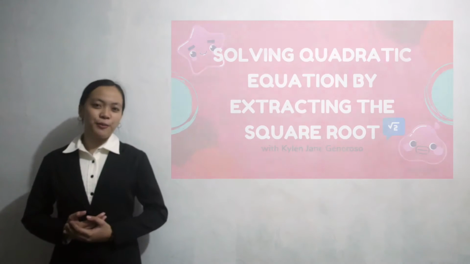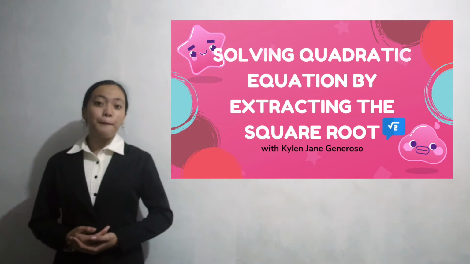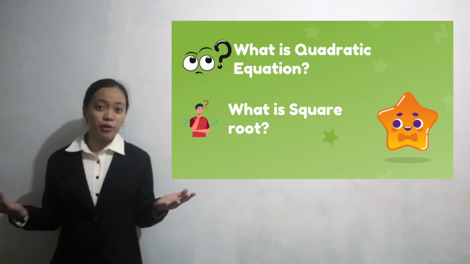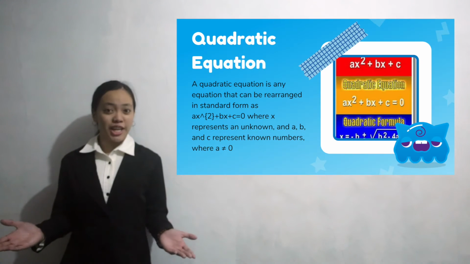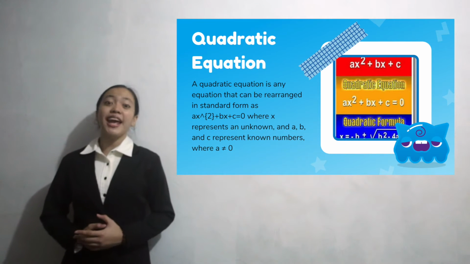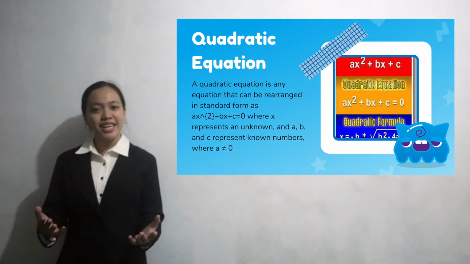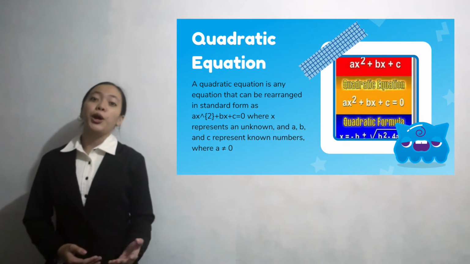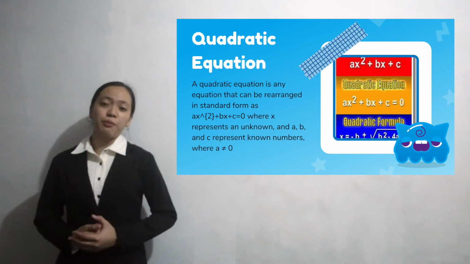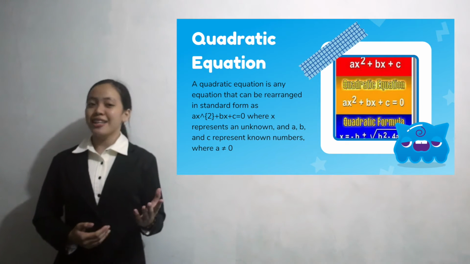Today we are going to talk about solving quadratic equations by extracting the square root. But first, let us define what a quadratic equation is. What is a square root? Basically, a quadratic equation is any equation that can be rearranged in the standard form ax squared plus bx plus c equals 0, where x is unknown and a, b, and c are any real or known numbers, where a cannot be equal to 0.